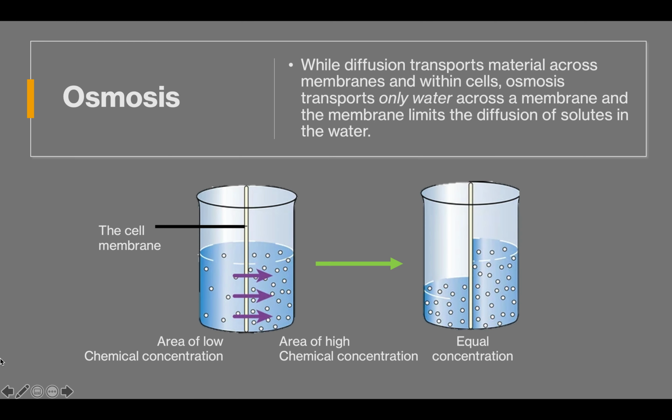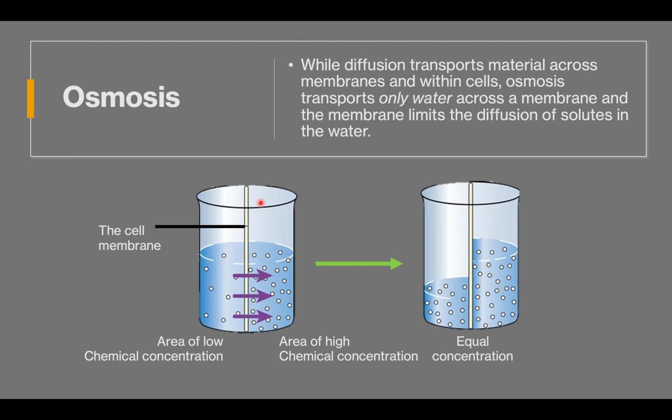Okay, so now let's talk about osmosis. And osmosis, the definition that I have here is while diffusion transports material across the membrane within cells, osmosis transports only water across the membrane, and the membrane limits the diffusion of the solutes or the molecules in the water. So this image kind of shows what I'm talking about here. It shows osmosis in the best way possible.